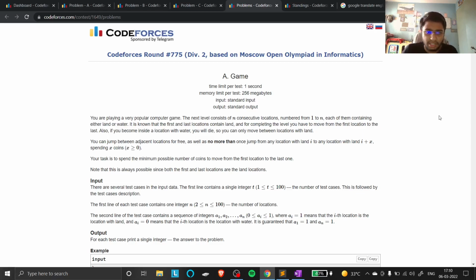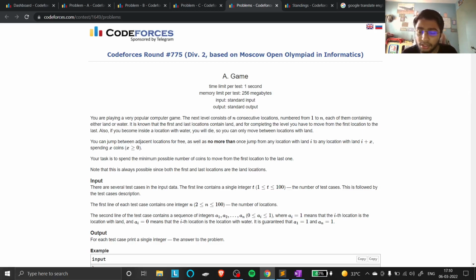It means a single jump from I to I plus x would cost x coins, and it would be one jump only, nothing more. You're tasked to spend the minimum possible number of coins to move from the first location to the last one. Note that it is always possible, since both the first and last locations are land.